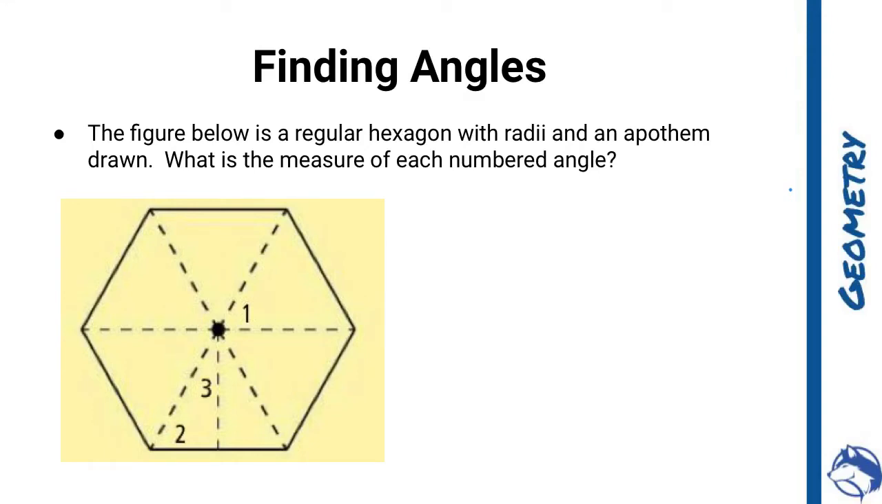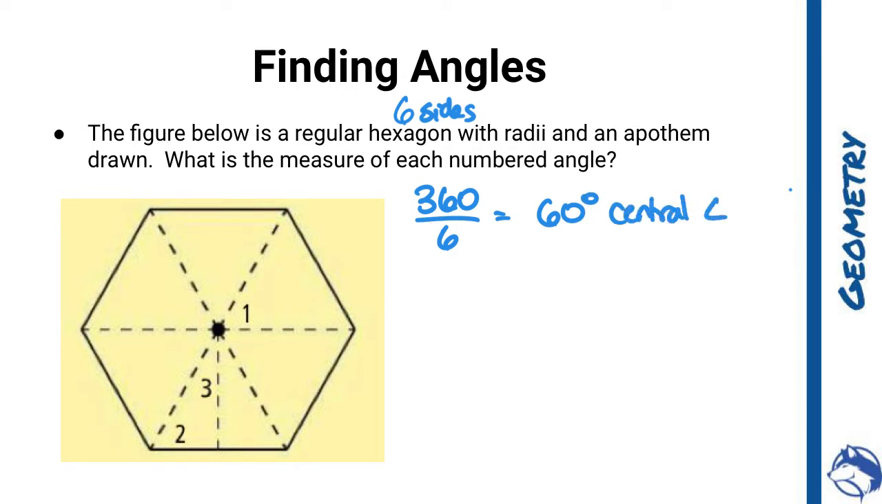Okay, so to find the measure of a six-sided figure, so this is a hexagon, so 6 sides, what I'm going to do is take 360, divide it by 6, which is going to give me 60 degrees. And this is my central angle. Well, angle 1 is a central angle, so the measure of angle 1 is equal to 60 degrees.